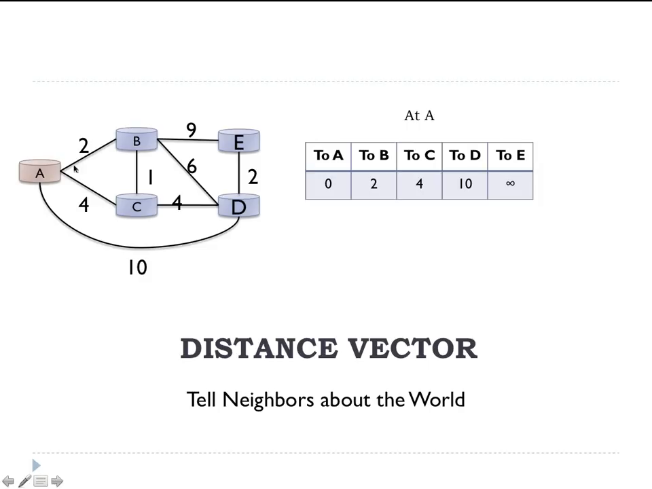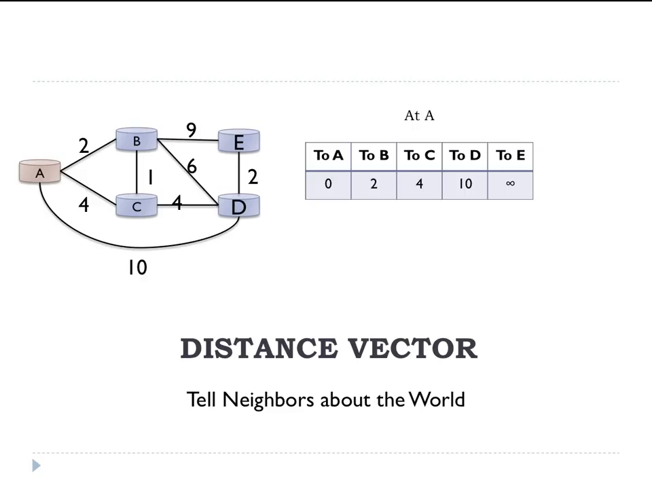We're going to pretend like we are A. At A, we have a distance vector that looks something like this. Let's go through each of these. A knows that it can get to A in 0, because that's itself. A can get to B in 2. A can get to C in 4. A can get to D in 10. A can get to E in infinity. So initially, if there's no direct connection, infinity is our cost. That's our distance. And we put these distances together into a vector. Does this make sense, how we compose the distance vector?